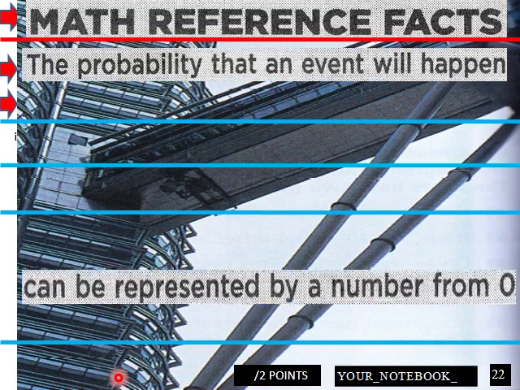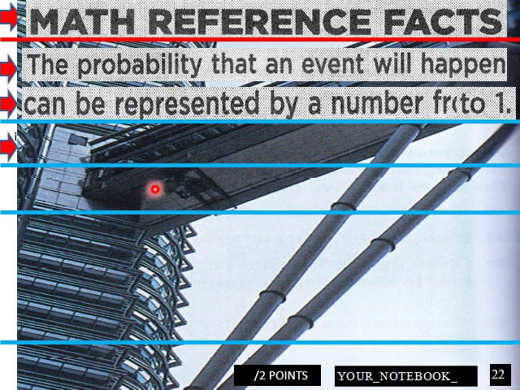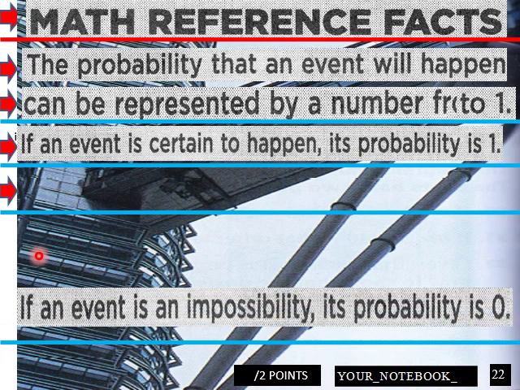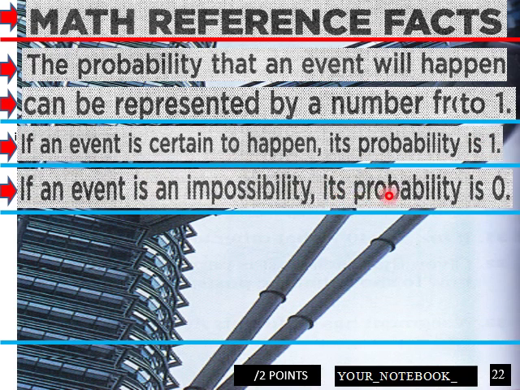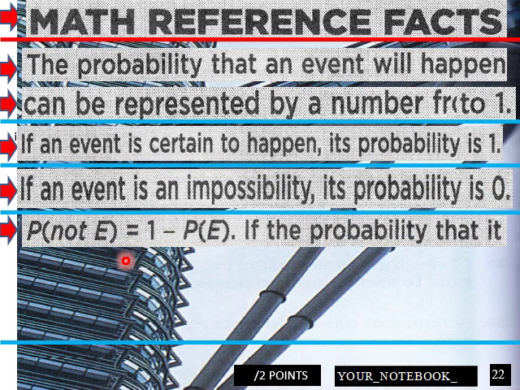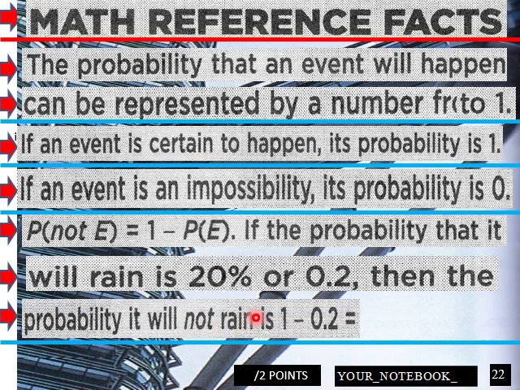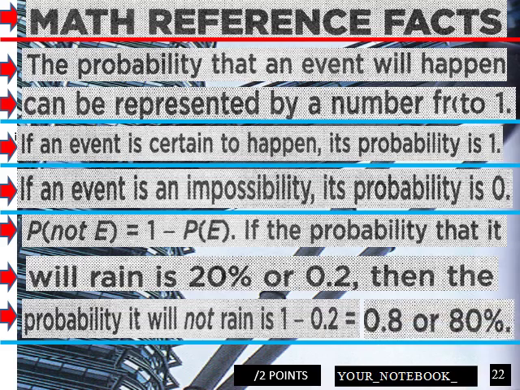Math reference facts. The probability that an event will happen can be represented by a number from 0 to 1. If an event is certain to happen, its probability is 1. If an event is an impossibility, its probability would be 0. Probability of not E equals 1 minus P(E). If the probability that it will rain is 20%, or 0.2, then the probability it will not rain will be 1 minus 0.2, which equals 0.8.